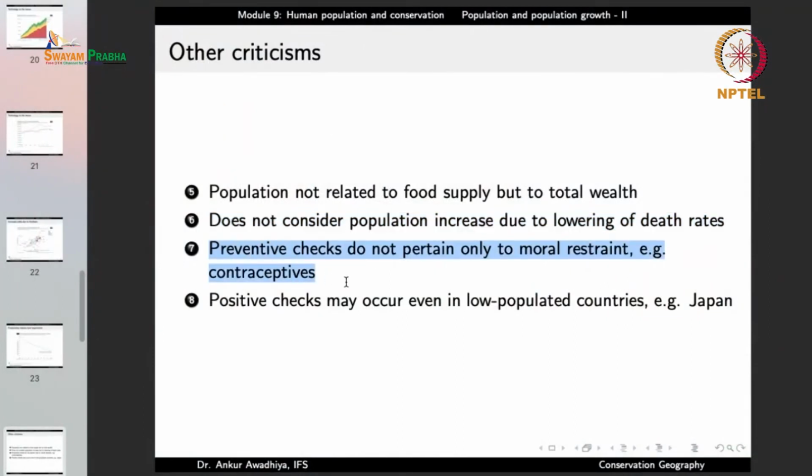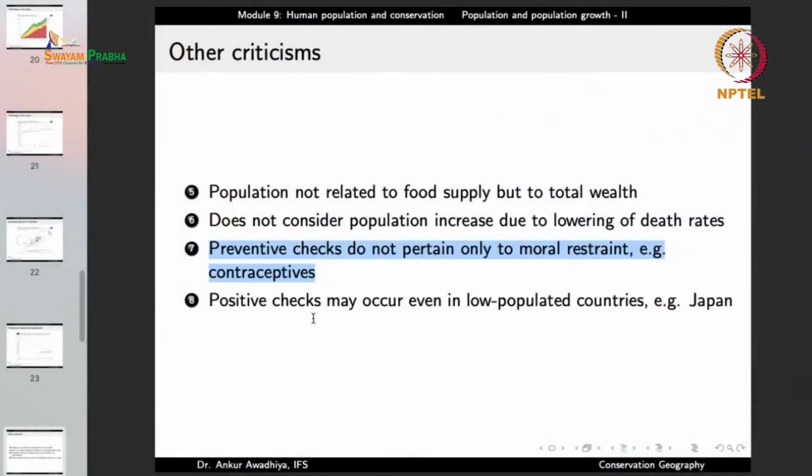Then the preventive checks do not pertain only to moral restraint. We again have new technologies available. We have contraceptives which can lead to a preventive check. That is, the humans can regulate their own population size without a moral restraint. So this is also something that was not available in the times of Malthus.